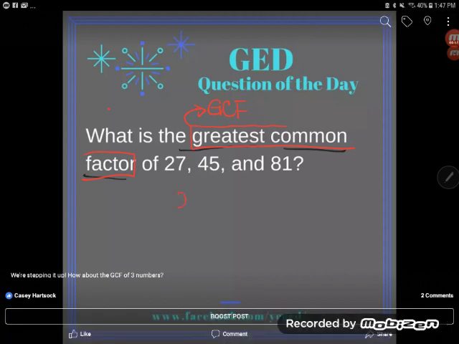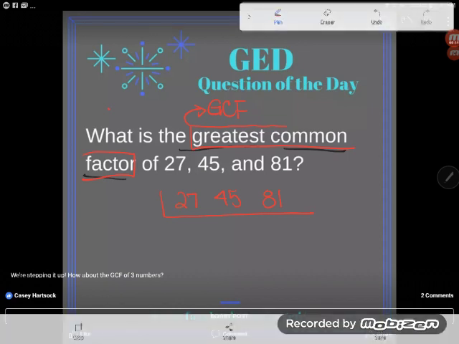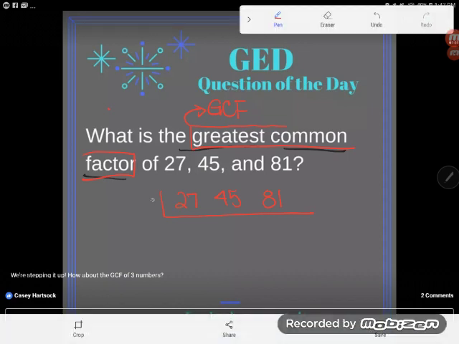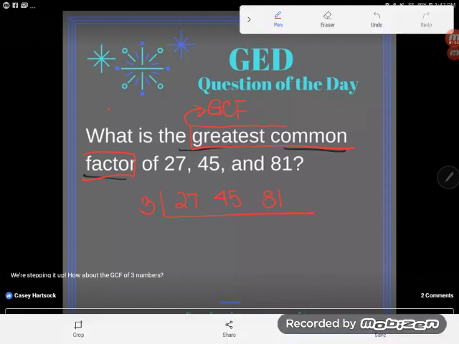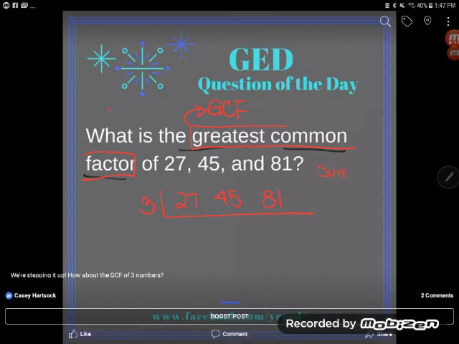I'm going to use my little trick GCF method just because I don't feel like making a factor rainbow of all these numbers. It would take me a long time and I'm lazy. I'm going to do the trick where you remove one factor at a time until the 3 numbers have no factors left in common. So I happen to know that 27, 45, and 81 are all divisible by 3. And if you're wondering how I know that, I used a sum of digits trick.